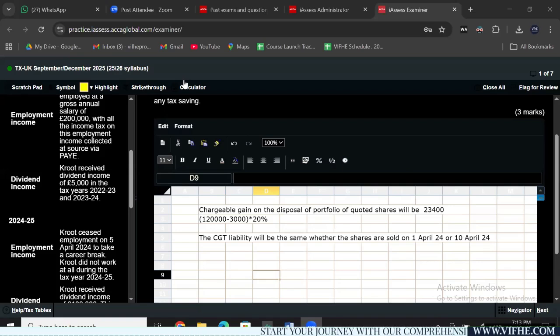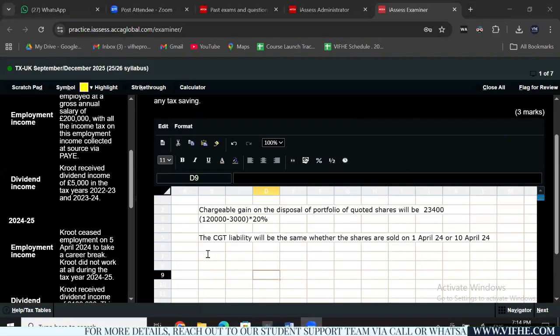Okay, now what the difference is, see, if the disposal happens on 1st of April 24, then this disposal would become a disposal in the tax year 23-24, right? And if the disposal is going to take place on 10th of April 24, then the disposal will be falling in the tax year 24-25. Though the CGT liability, the tax value will remain the same, the tax year is going to change, and this will have an impact. I mean, the due date of payment of tax will be changed accordingly, right?